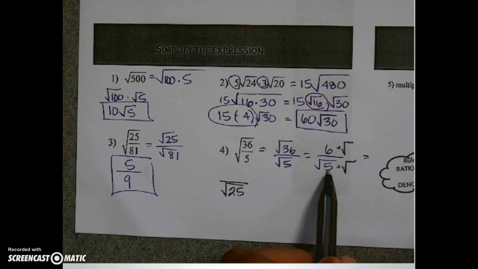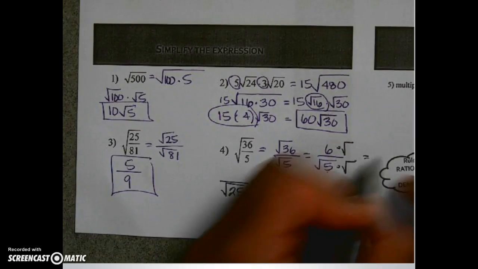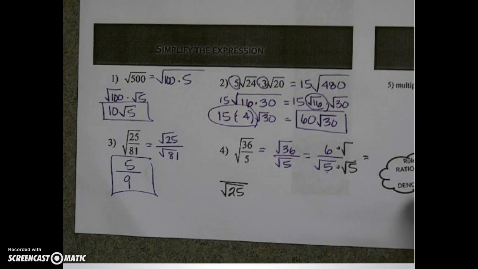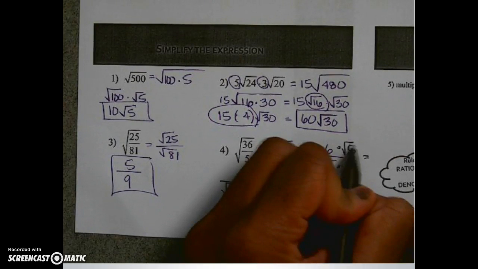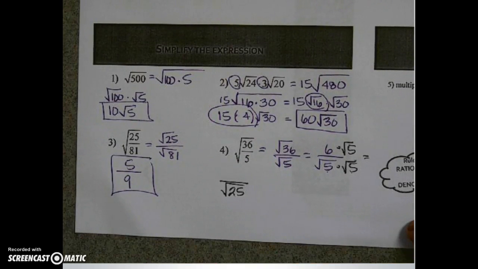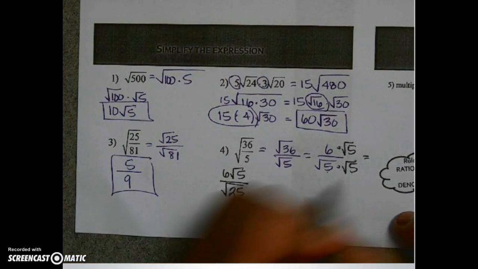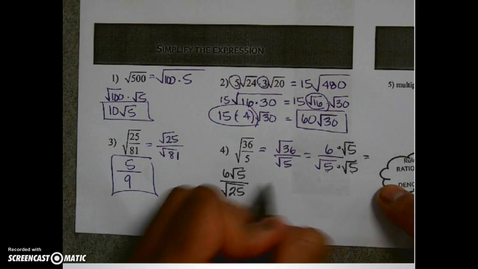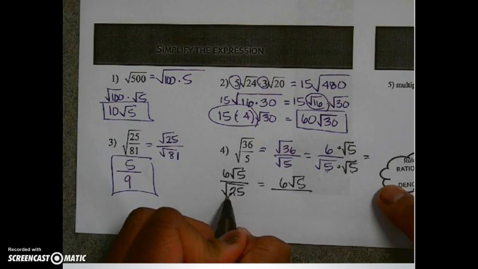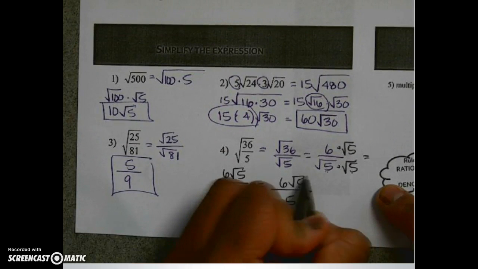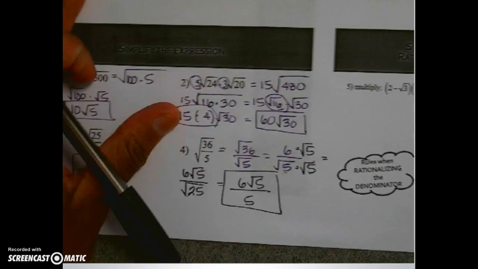What do I have to multiply the square root of 5 by in order to get 25? 5. Only rule, though, is whatever you do to the denominator, you must also do to the numerator. So my new numerator is 6 radical 5, and then square root of 5 times square root of 5 is square root of 25. And the reason why I wanted to do that is because this being a perfect square, the square root of 25 is now just 5. That is what it means to rationalize your denominator. Congratulations.